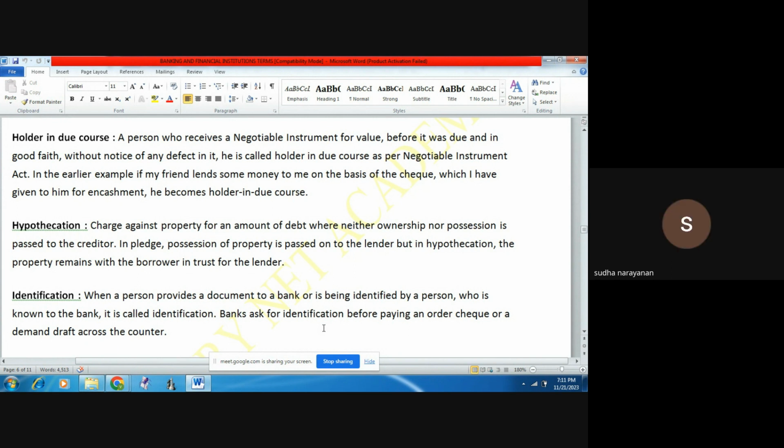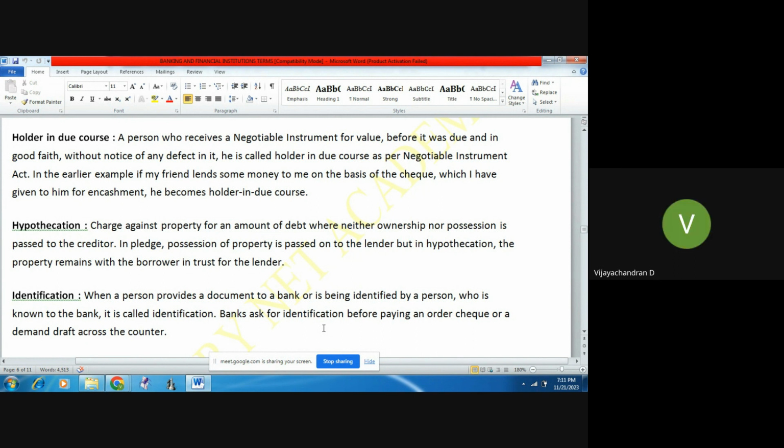Pledge means, for example, we are keeping gold in the bank. According to the value of the gold, we are getting the amount. After that, we repay the amount and we get that gold back. So that is a pledge.